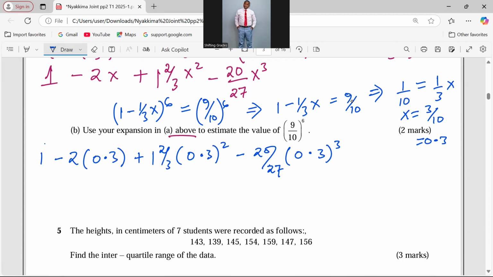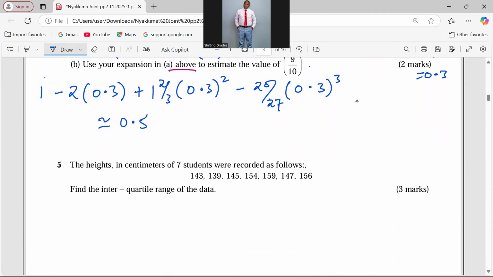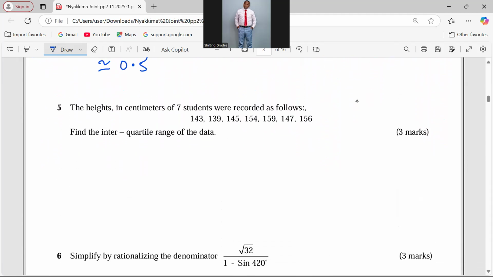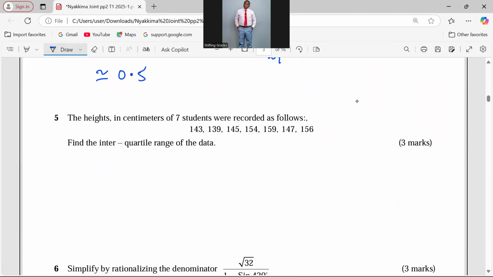So this is exactly going to be 0.5. Yeah, getting 0.5. It's an estimate value. So that is it, 0.5. We got a number 5 here, which is from statistics.